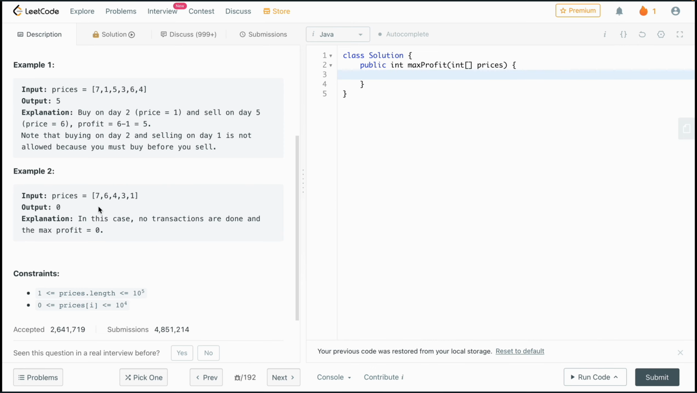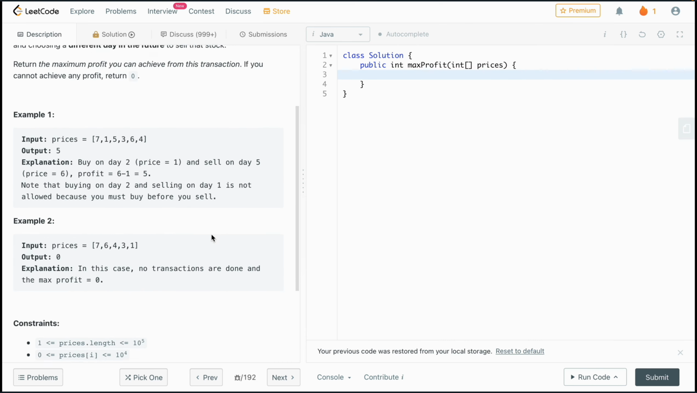With this example right here, 7 is going to be our buy day. Then we're going to look at 6, it's less than 7, so now it's going to become our buy day. Then we look at 4, it's less than that, 3 is less than that, and 1 is less than that. So all in all, we basically didn't sell stock at all, and we can just return 0 since this is a monotonically decreasing array. If we were to buy a stock at any point in time and sell it, then we would have made negative profit. So it was way better for us to not make any transactions at all, so we could at least get 0 profit instead of negative profit.